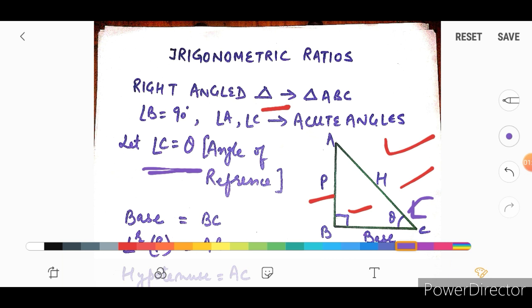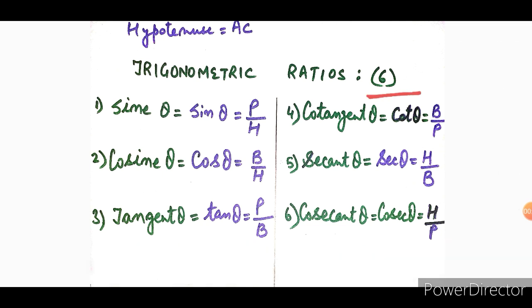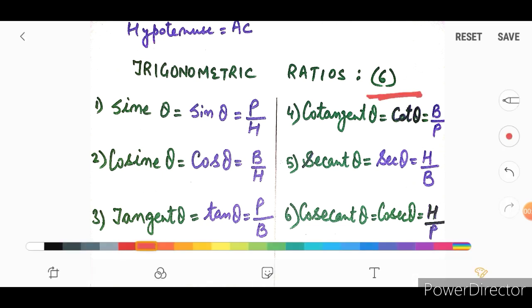Now we are going to start with the most interesting part, that is trigonometric ratios. So students, here are our 6 trigonometric ratios. Remember, they are 6 in number. I will tell you first of all their names. See very carefully. First trigonometric ratio is sine theta, S-I-N-E. Second trigonometric ratio is cosine theta.